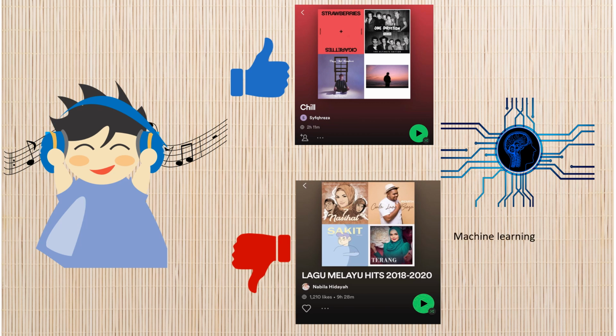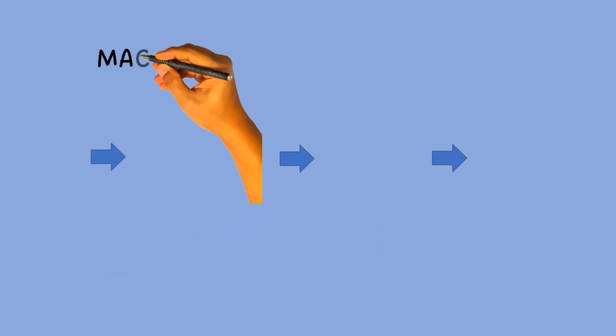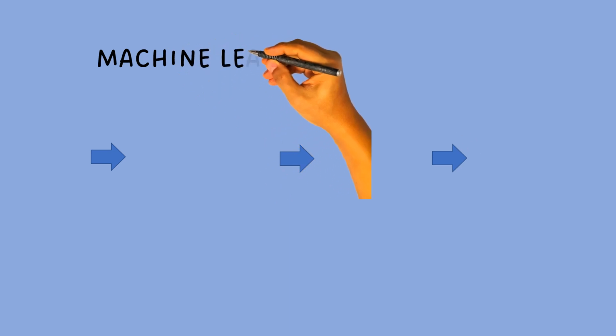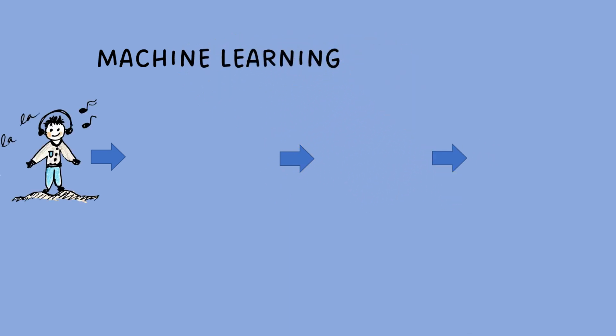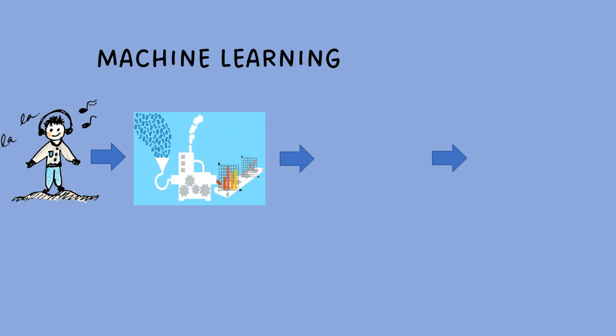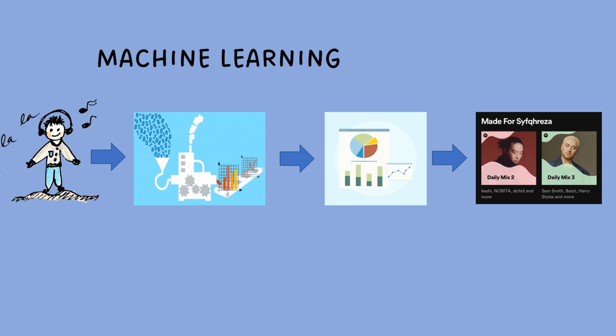Machine learning is when we teach machines to make guesses about what things are based on a lot of different examples. This is how it works. For example, when someone is listening to music, Spotify will collect the data and classify it based on the type of music. Based on the classified data, Spotify will be able to make recommendations for us.